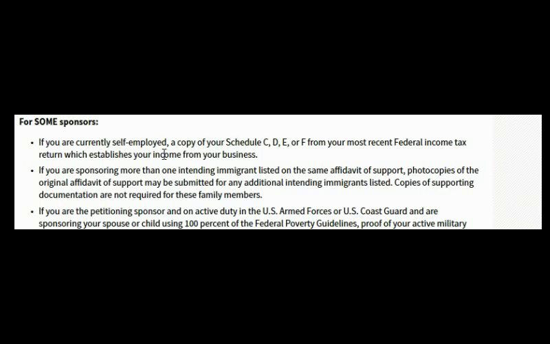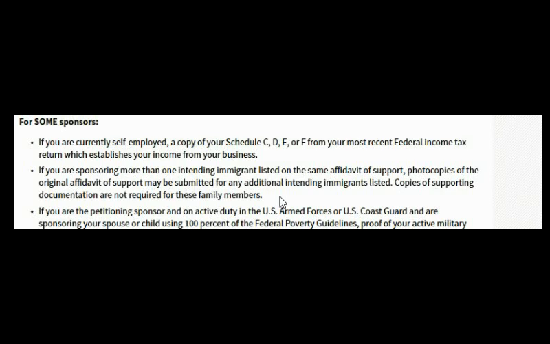Okay, and then a copy of supporting documentation is not required for these family members. These family members mean those additional intended immigrants. You don't have to provide a copy of any supporting documentation for those people. It's got to be just the original affidavit of support. Basically, that's what this part is saying.